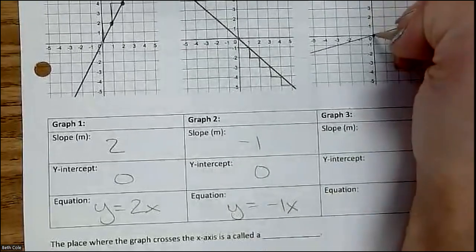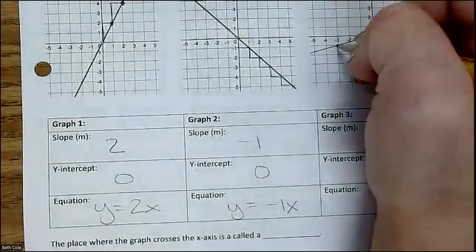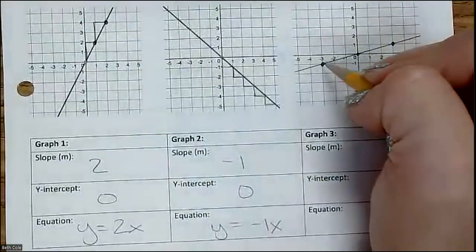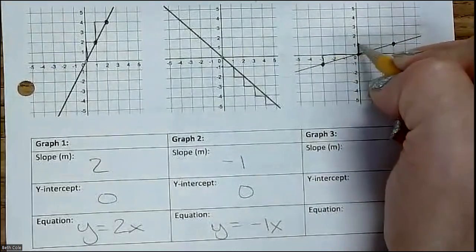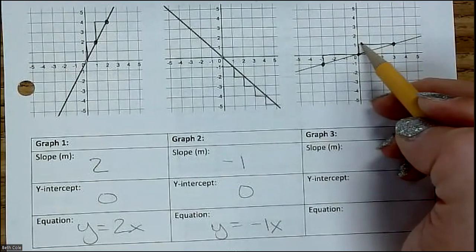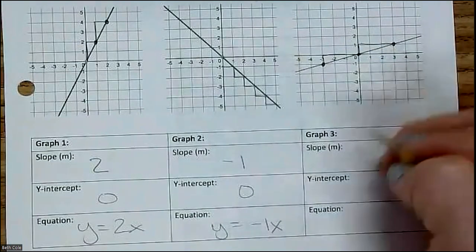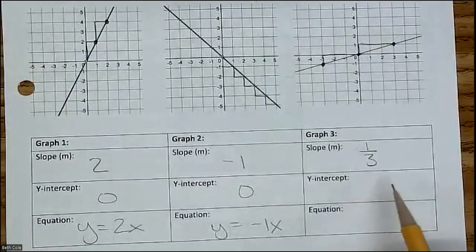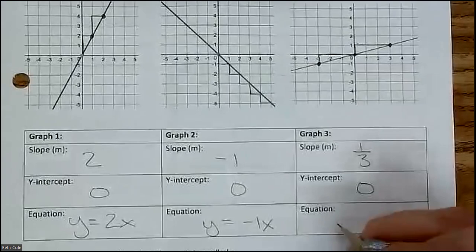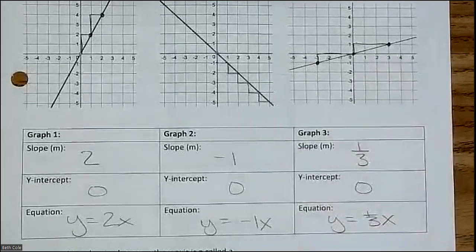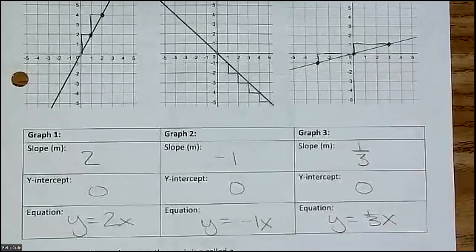All right, slope for the next one. Again, if you want to bold some of the points that land on nice whole numbers, you can do that. And you just want to count how much up and how much over it goes. So this one's going up 1 over 3. So your slope is 1/3. What's the y-intercept? 0. And so y equals 1/3 x.